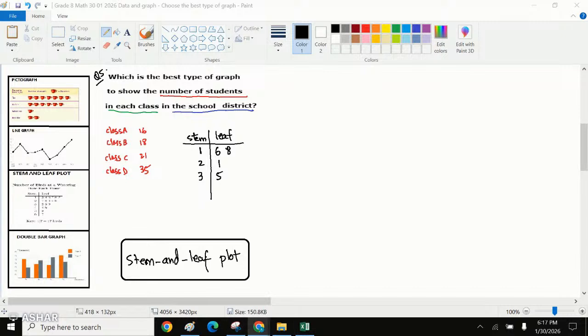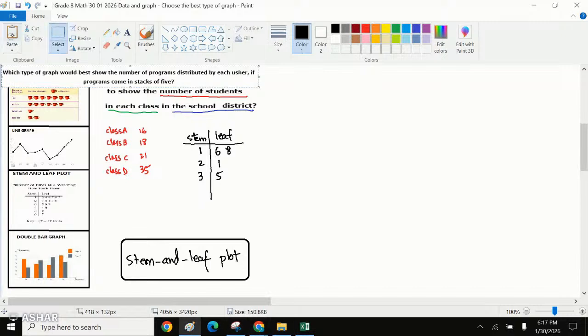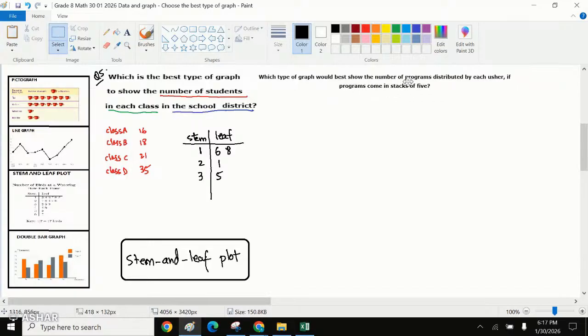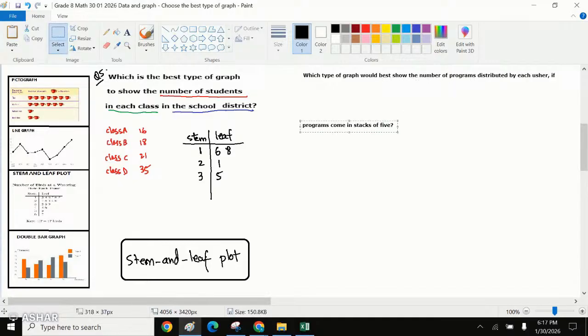Moving ahead to the next question. We know that whenever we have stacks, right? Whenever we have grouped data, we have data in groups or packs, we have a particular way to process the information, right?